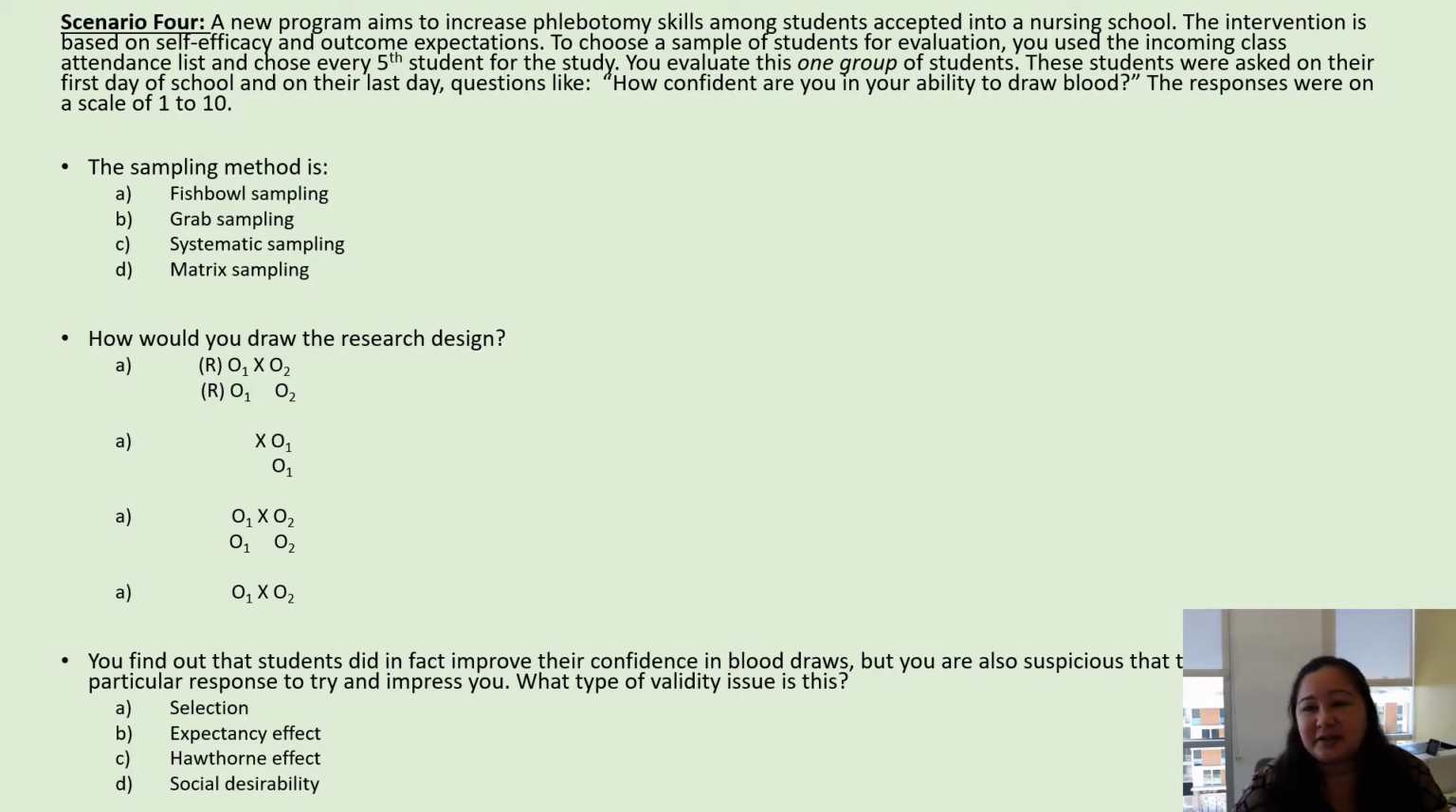The next line, to choose a sample of students for evaluation, okay, now we're talking about sampling methods. You use the incoming class attendance list. So now I'm looking at a list and I'm choosing every 5th student for the study. So everyone has kind of an equal chance. It just depends on the list. It's not like convenience or anything like that. So just from my studies, if I were a student, that kind of sounds like a systematic approach for sampling, but I'll circle back to that.